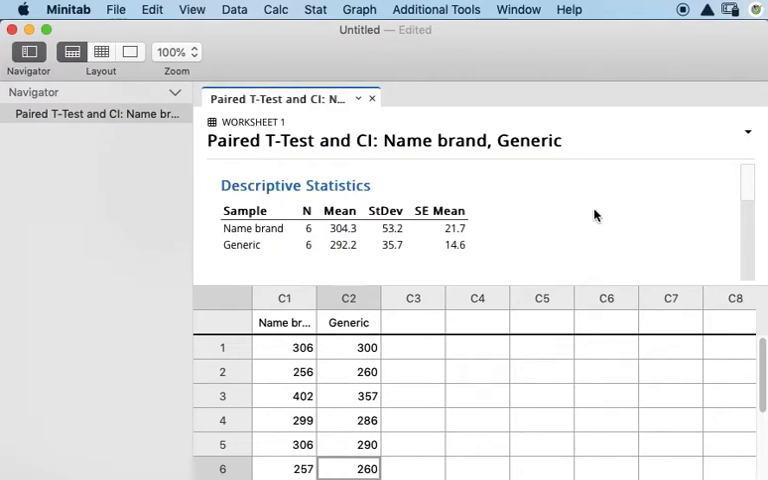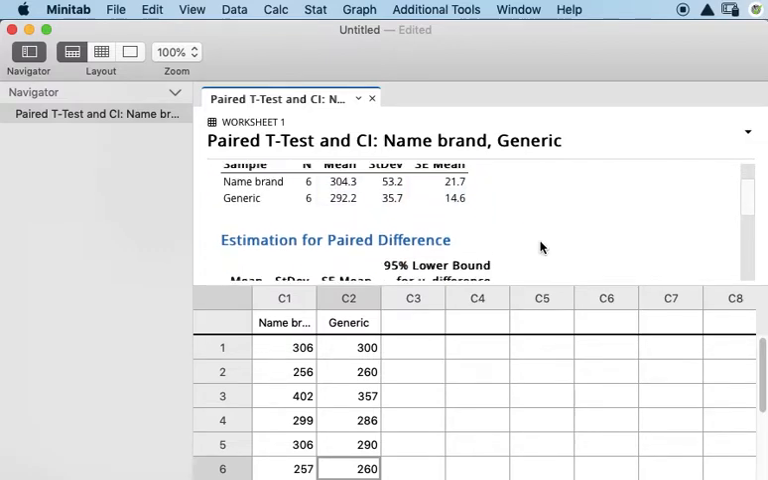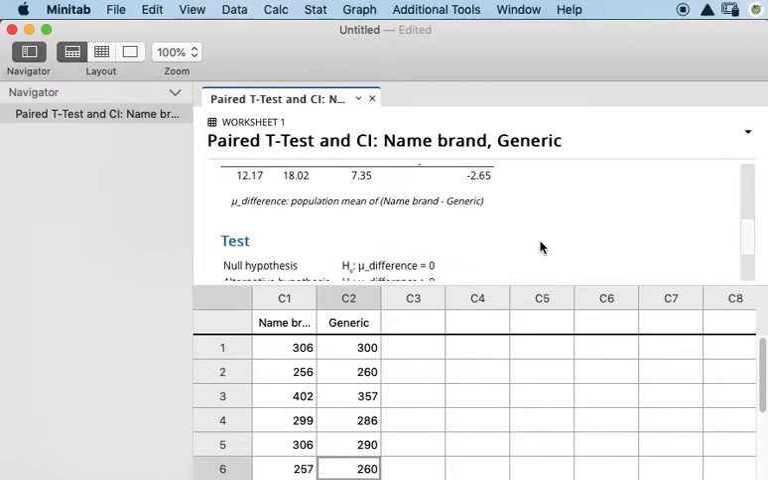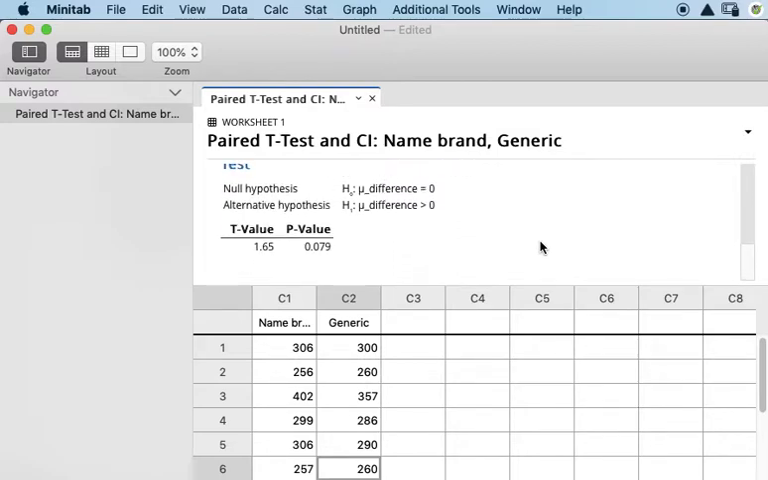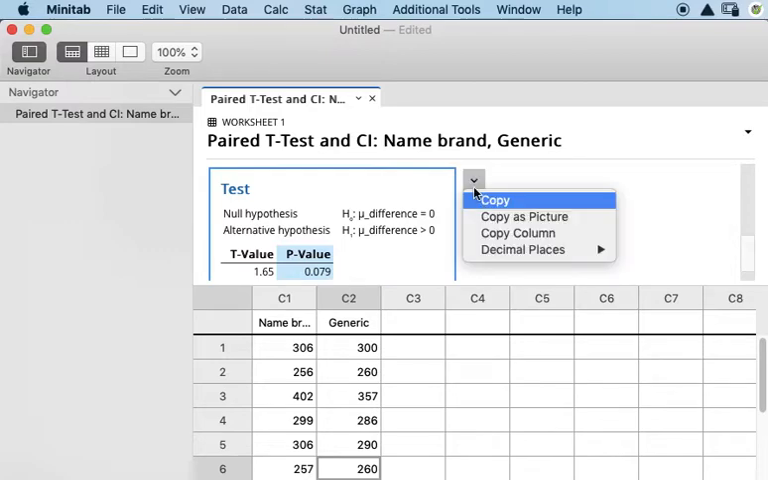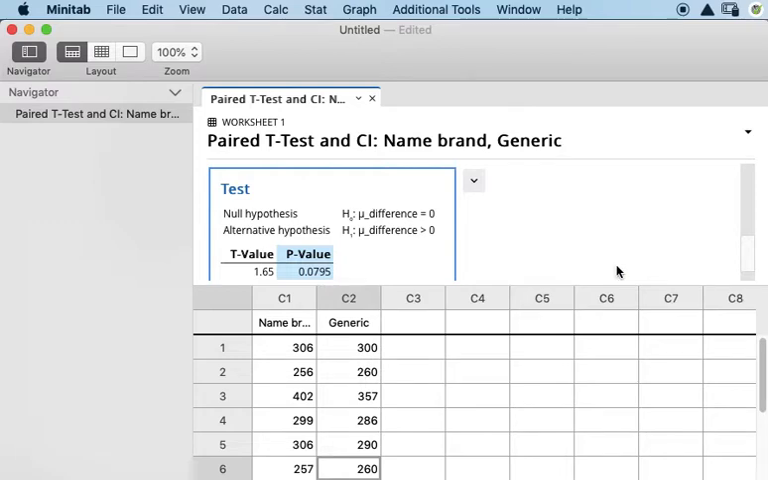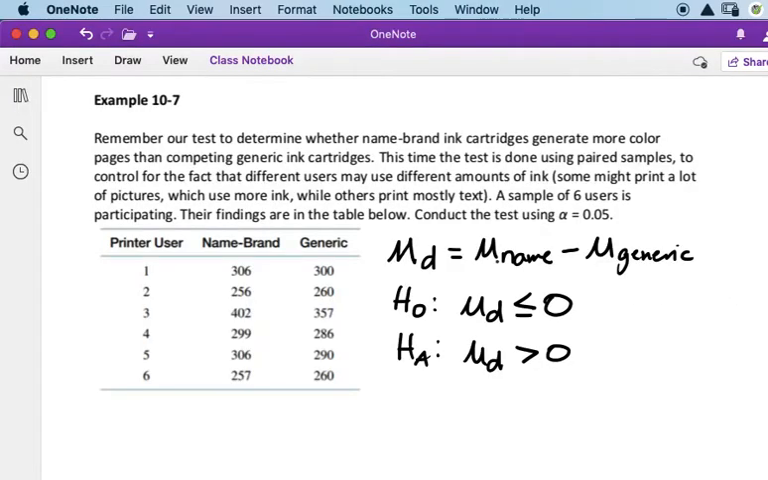So here are my results. It's telling me the mean and standard deviation of each set, which I didn't ask for, but that's helpful to see sometimes. Then if I go down to the test, I see my t-value and my p-value. A lot of times in the homework, you're going to be asked to enter the t-value. My p-value here is what I'm going to use to answer the question. If I want to see more digits, I can click on that and change the number of decimal places. So 0.0795 is my p-value.